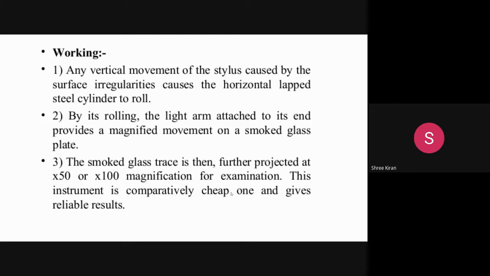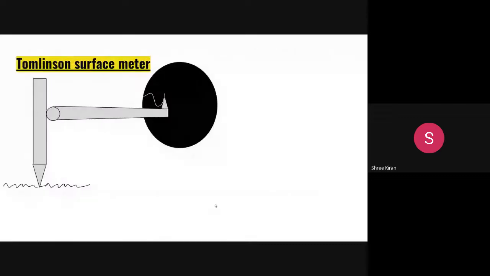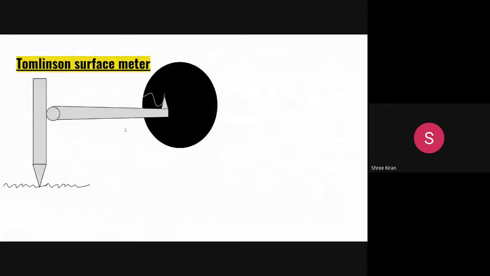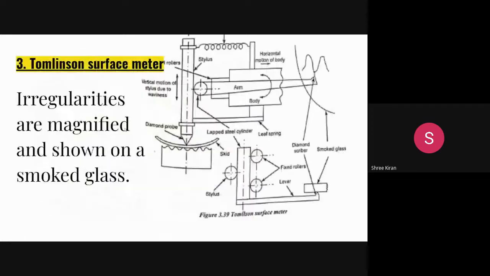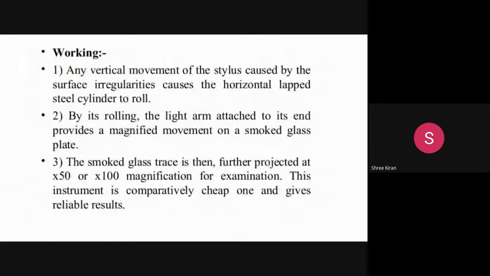So this is what we are saying about. What happens is that by rolling, the light arm attached to its end provides a magnified movement on the smoked glass plate. Then the smoked glass trace is further projected at 50 or 100 magnification for examination.